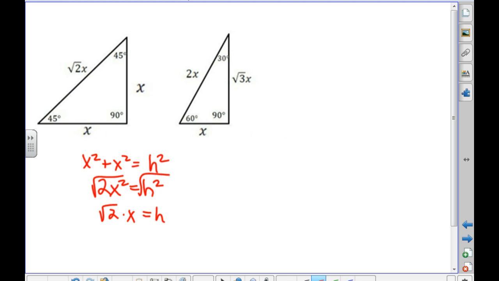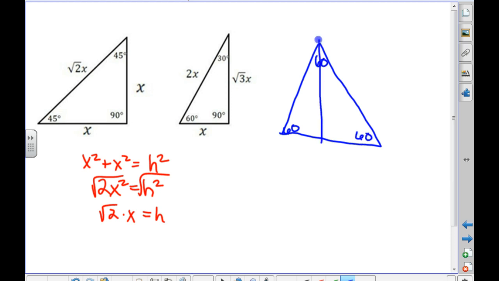This one is a little more complicated, but not really. They took an equilateral triangle, which is 60, 60, 60. Everybody good? They split it down the middle. Okay, it now becomes 30, 60, 90. Are we good?